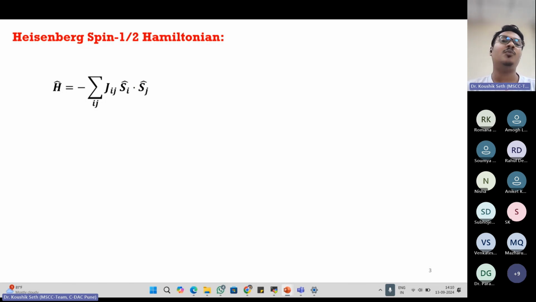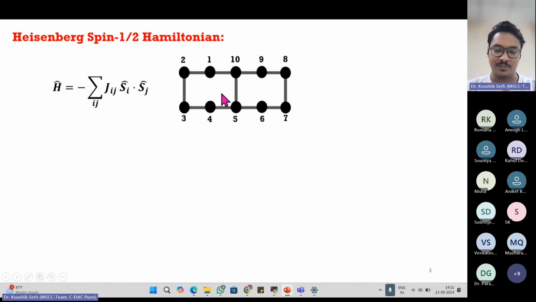What is a model Hamiltonian? A model Hamiltonian is a Hamiltonian which captures the essential physics while ignoring the details. This Heisenberg Hamiltonian operator looks like that. It is the sum over ij, Jij, Si, Sj with a negative sign. i and j are the sites. Suppose we have this kind of a system. We don't know what. These black circles are sites and the bars between them are called bonds. The site can be an atom, molecule, lattice, anything. We don't specify anything. So for this kind of a system, a Heisenberg model Hamiltonian can be applied.